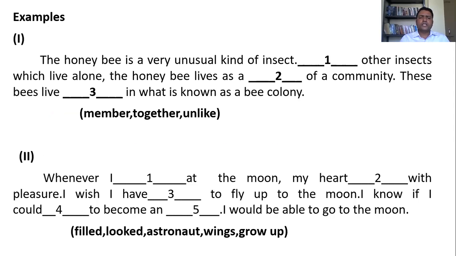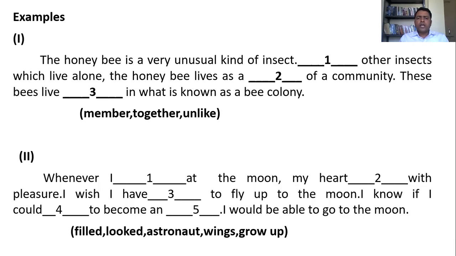Now let's see some examples. The honeybee is a very unusual kind of insect dash other which live alone. The honeybee lives as a dash of community. Honeybees live in what is known as a bee dash. Let's use some rules of grammar here. In the first blank, we'll use the elimination method. The honeybee is a very unusual kind of insect. So here is a comparison, that is "unlike". You can fill the first blank with the answer "unlike".